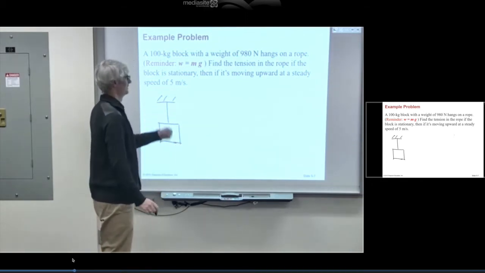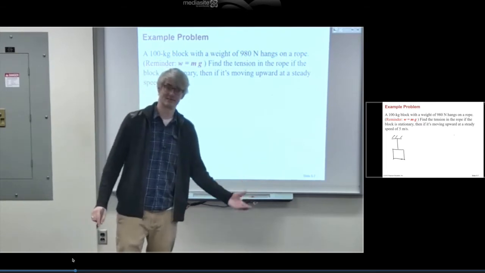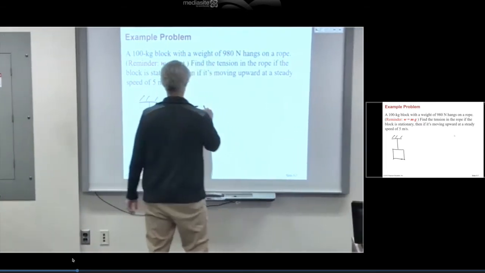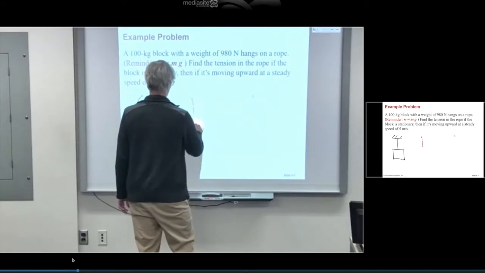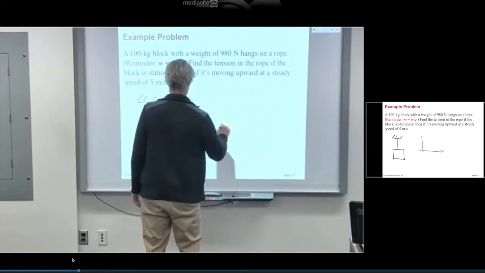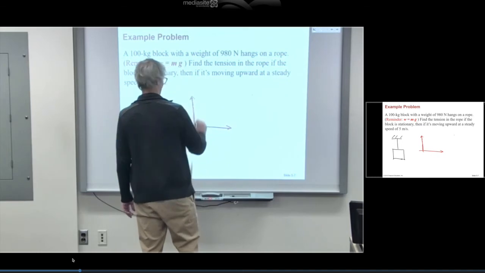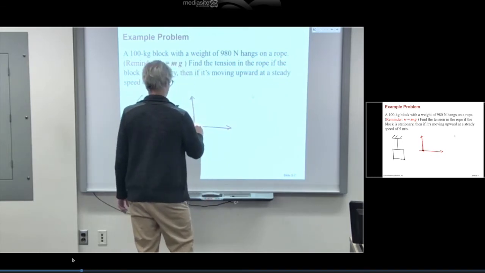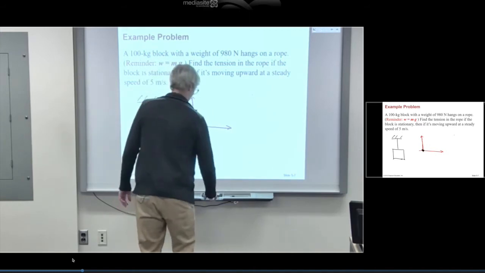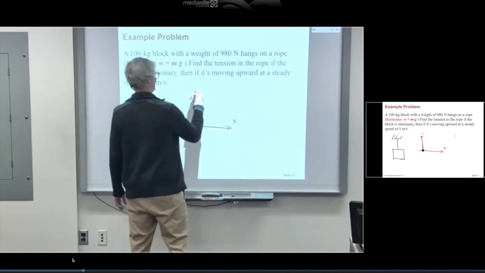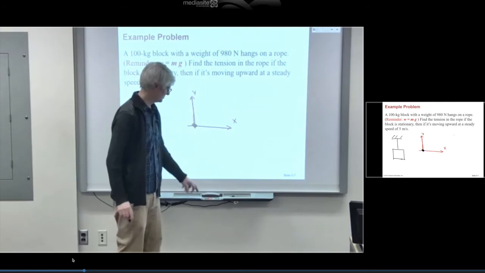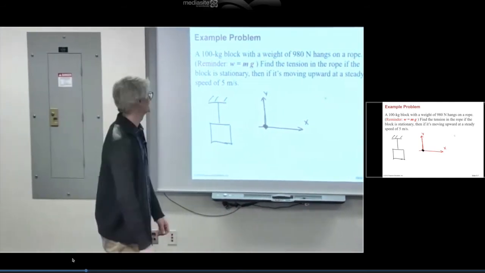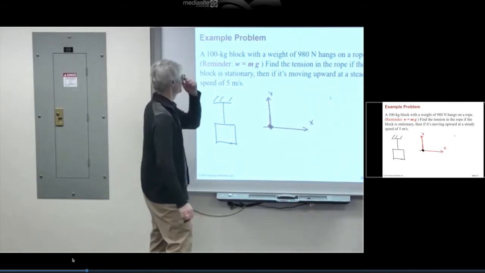So, I've got a rope. My block is hanging there. Okay. Next, I want to do vectors, or my free body diagram. This is my x direction, this is my y direction, so I picked my coordinate system. Got my origin, x and y axes. Now, I'll draw my forces, okay?